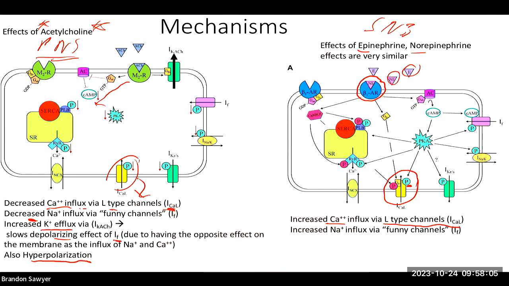But then we're also phosphorylating these funny channels, these If channels right here, more. So that slow depolarization is getting faster. We're speeding up that slow depolarization, which would increase the slope like we saw on the previous slide. Okay. Questions on any of that? So we've got kind of three mechanisms here, two mechanisms over here, for how this works.